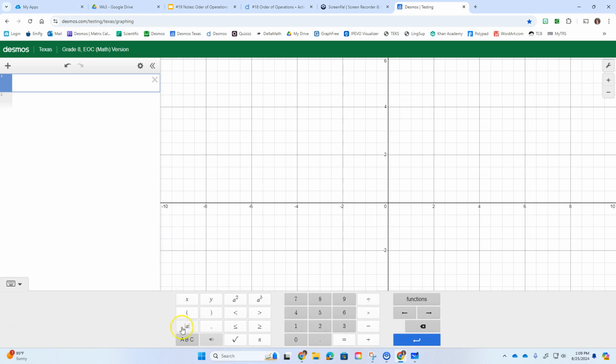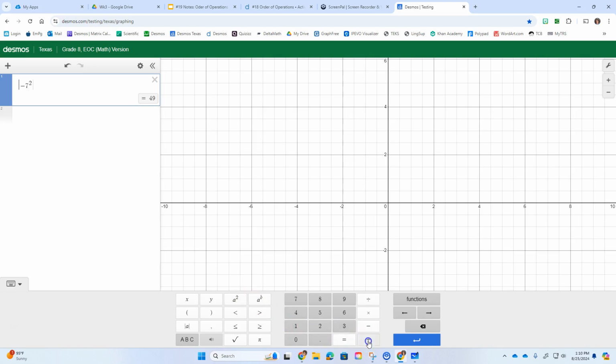Typing in absolute value. Now you can use the button on your keyboard. It is on my keyboard, it is the button above your enter key. You have to hit shift, but there's also absolute value bars right here. Doesn't matter to me which one you use. I'm going to do -7, and then I'm going to hit the square button. Here's the square button right here.